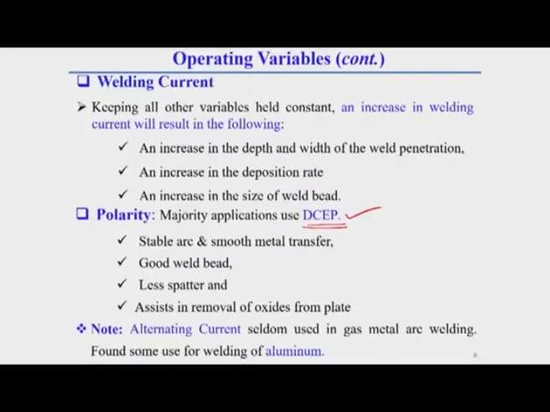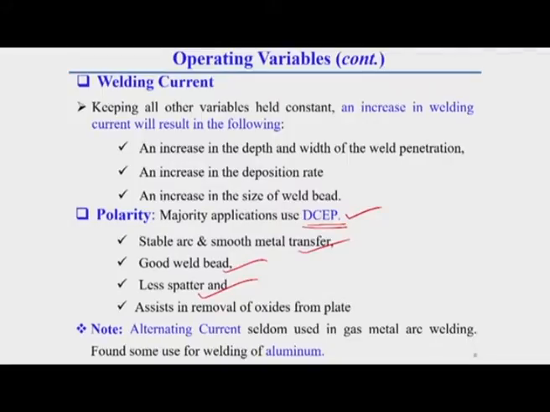And for this type of welding process, if we use the electrode as the positive terminal, then we can get a stable arc and a smooth metal transfer, because there is a continuous feed of molten droplets from the electrode. So for smooth metal transfer also, DCEP is preferable. It creates a good weld bead, less spatter, and as this is reverse polarity, it also helps to remove oxide from the weld pool, which you know already.